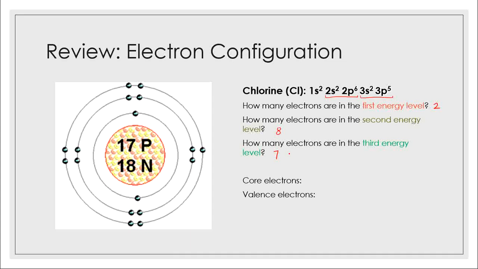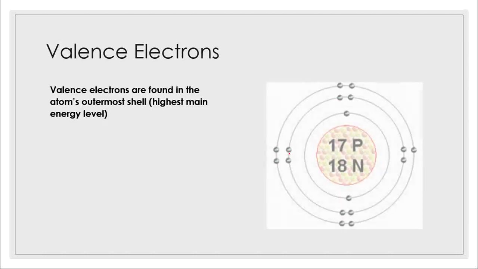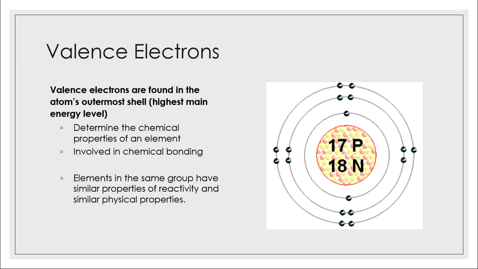So what are the core electrons? The core electrons come from 1s2, 2s2, 2p6, for a total of 10 core electrons. The valence electrons only come from the highest energy level, so this is the third level for chlorine, and it has 7 total valence electrons. Valence electrons are found in the atom's outermost shell, in other words, the highest main energy level. The valence electrons determine the chemical properties of an element, and they're the ones involved in chemical bonding, which we will get to in the next unit.